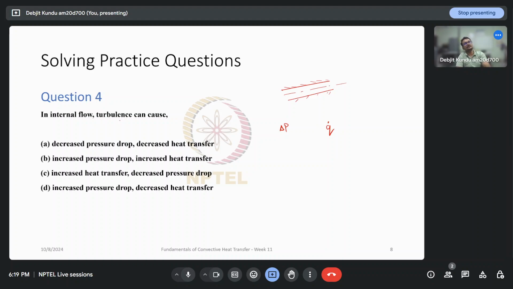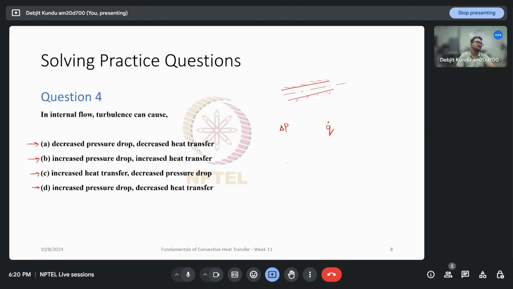So in an internal flow, what can turbulence cause? Now, this increased, decreased, these are in relation to something, and you can think in relation to laminar flow. So in case you have a flow situation in which you switch from laminar to turbulent, then what happens? Does it lead to a decreased pressure drop and decreased heat transfer according to option A? Or option B says increased pressure drop and increased heat transfer. Option C says increased heat transfer but decreased pressure drop. And option D says increased pressure drop and decreased heat transfer.